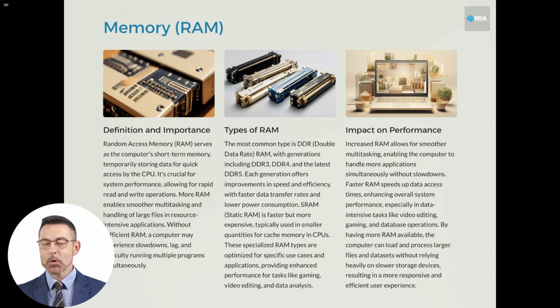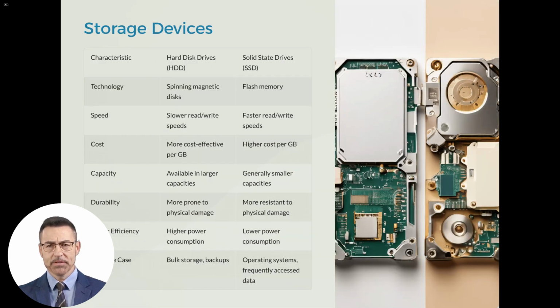Another type is SRAM, or static RAM. SRAM is faster and more expensive than DDR-RAM and is used in smaller quantities for cache memory, usually within the CPU itself because it's faster and doesn't need constant refreshing like DDR-RAM. Having more RAM allows for smoother multitasking. For example, a computer with 8 GB of RAM will handle multiple applications better than one with 4 GB. Faster RAM also improves data access times, which enhances overall performance, especially in data-heavy tasks like gaming or video editing.